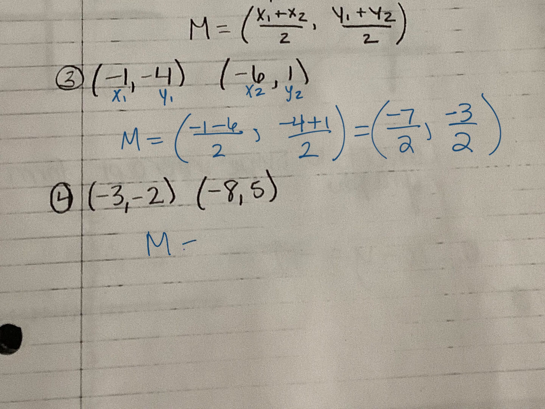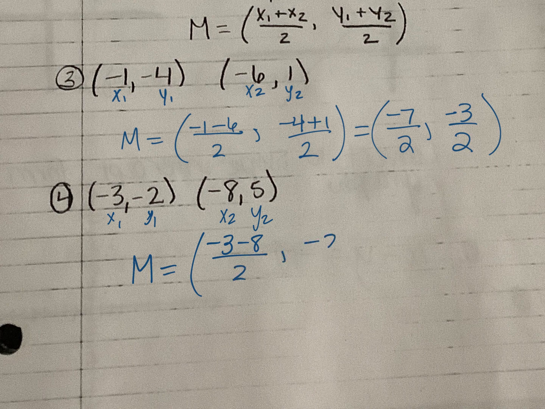All right, number 4. x1, y1, x2, y2. I'm recording this and I'll stick it up on LMS too. That way you guys can look at it to study if you need to. So, x1 plus x2 over 2. y1 plus y2 over 2. So you get negative 11 over 2 and 3 over 2 for number 4.